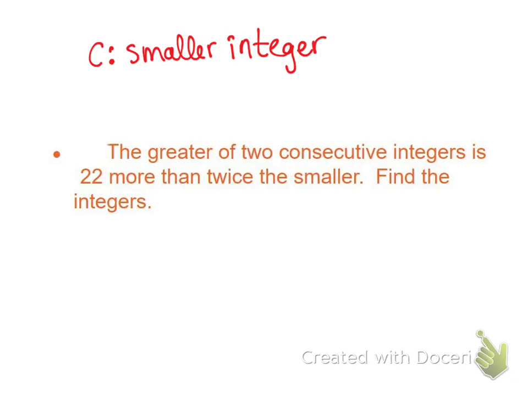If they're consecutive, they need to be related to each other. So if C is the first one, how would I get to the next one? We still have to use a C. But if my first integer was 1, what would the next one be? C plus 1. Okay, so if C is our smaller integer, the next one that comes after that is going to be C plus 1. That's our greater integer.